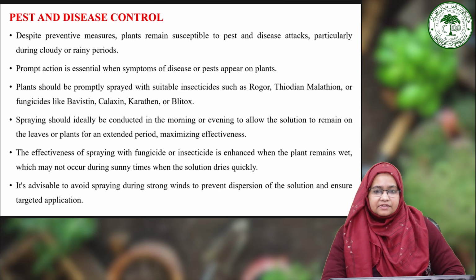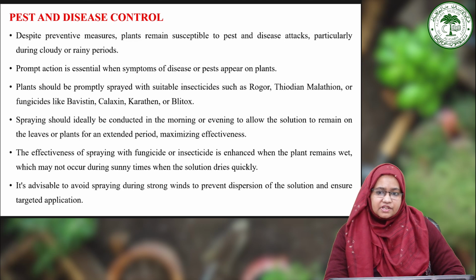Then the next step in border preparation is pest and disease control. Despite taking necessary preventive measures, plants are still susceptible to pest and disease attack. Incidences of pest and disease are more prevalent during cloudy or rainy periods. When symptoms of disease or pest appear on plants, they should be promptly sprayed with suitable insecticides such as Ruger, Thiodan, Malathion or fungicides like Bavistin, Calixin, Carethrin or Blitox.